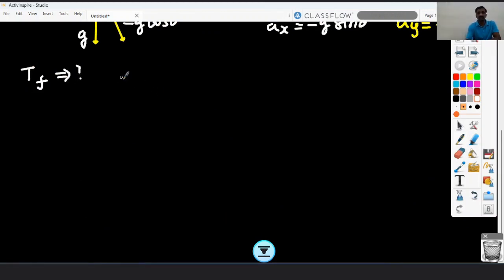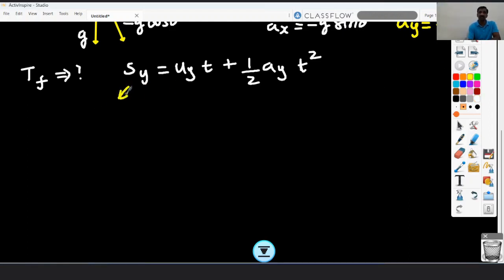So as I told you, only equations of motion we are going to use. We are going to use the second equation of motion, Sy equal to uy t plus 1 by 2 ay t square. Now Sy, what is that, sir? Vertical displacement. Here the particle started from the ground and again it is hitting the ground, so there is no vertical displacement. So that will be 0.